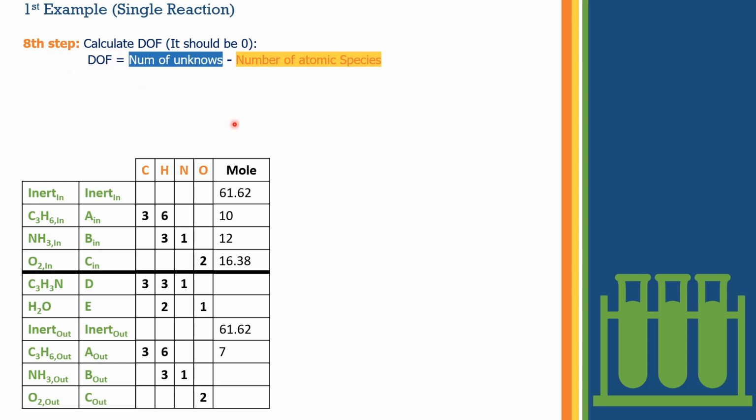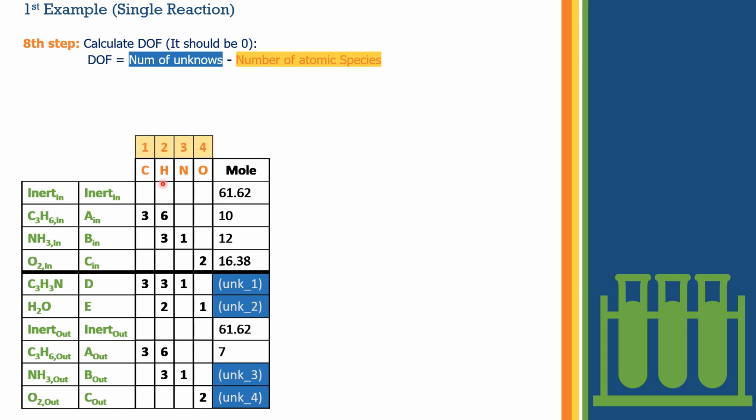If you do my method, the degree of freedom is basically number of unknowns minus number of atomic species. We have 4 unknowns remaining after using all the given information, and we have 4 atomic species: carbon, hydrogen, nitrogen, and oxygen. So 4 minus 4, the degree of freedom is 0, and this means we can solve this problem.